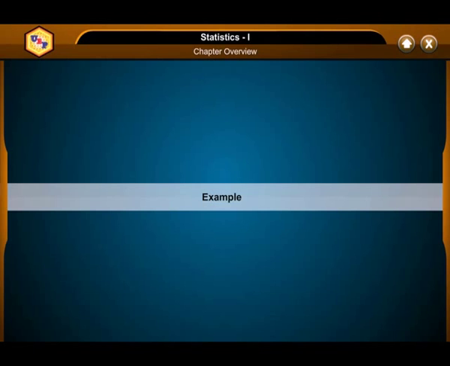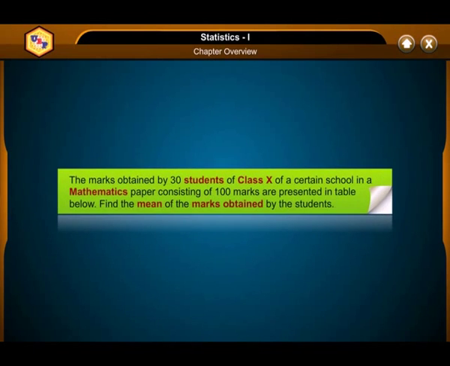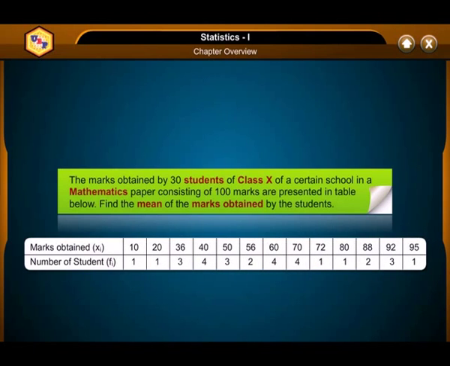Let us apply this formula to find the mean in the following example. The marks obtained by 30 students of class 10 of a certain school in a mathematics paper consisting of 100 marks are presented in the table below. Find the mean of the marks obtained by the students. Marks obtained xi: 10, 20, 36, 40, 50, 56, 60, 70, 72, 80, 88, 92, 95. Number of students fi: 1, 1, 3, 4, 3, 2, 4, 4, 1, 1, 2, 3, 1.